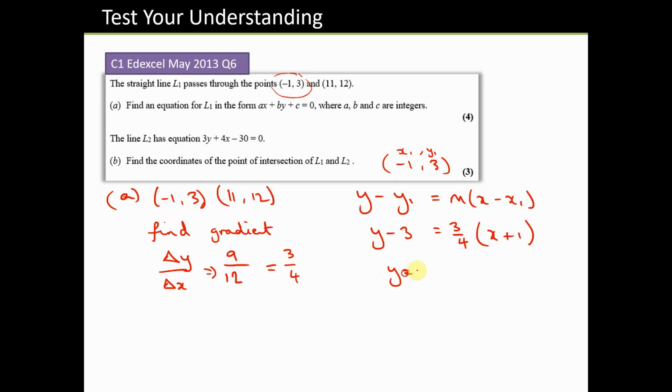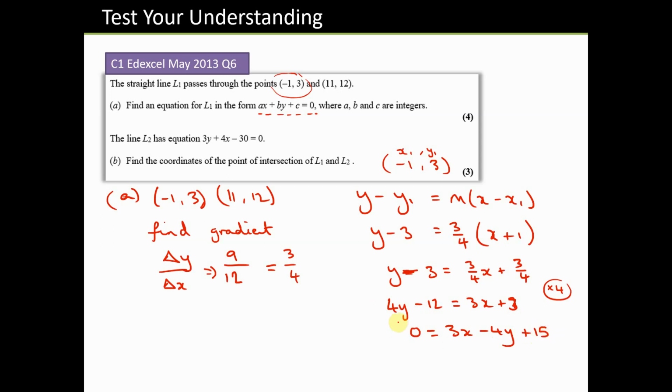So expanding my bracket turns it into this. I would have already looked at the question and thought, I don't want it in the form y equals something, I want it all with integers. So multiplying by 4 at this step makes quite a lot of sense. So 4y minus 12 equals 3x plus 3. Now I'm going to move everything over from the left side to the right side. So 0 equals 3x minus 4y, and then I'm adding on the 12, so plus 15. So that will be my final equation.